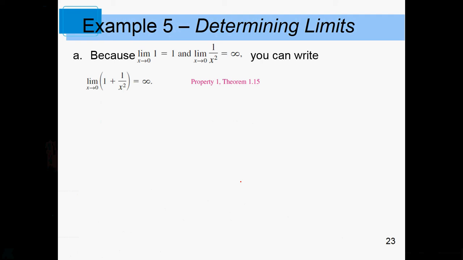And what happens at a vertical asymptote? The limit goes to either positive or negative infinity. All right? So depending on whether it's a positive or negative value, you may get negative infinity. But this one is positive infinity, so 1 plus infinity equals infinity.